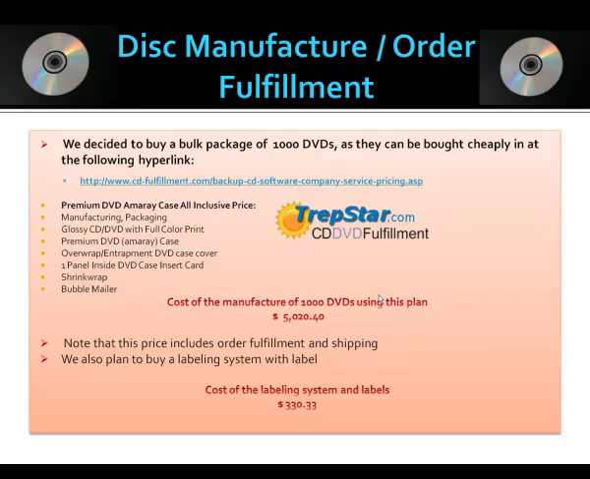In later slides, you'll see the cost per unit is not that bad when using this plan. It's actually very good. We also plan to buy a labeling system with labels. The cost of the labeling system and labels would be around $330, so obviously we have to include that in the bulk price. That's going to be things like labeling each CD, making it look good in the store, because that's at root what will make this thing sell.